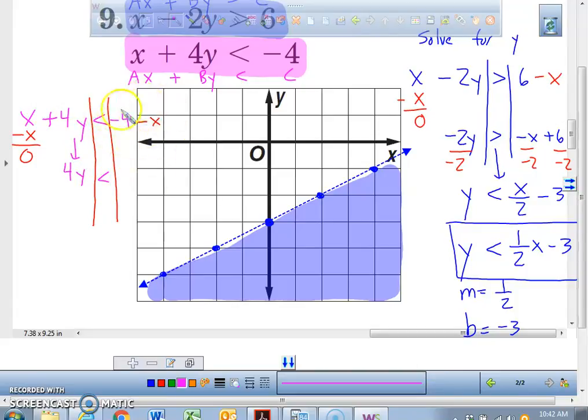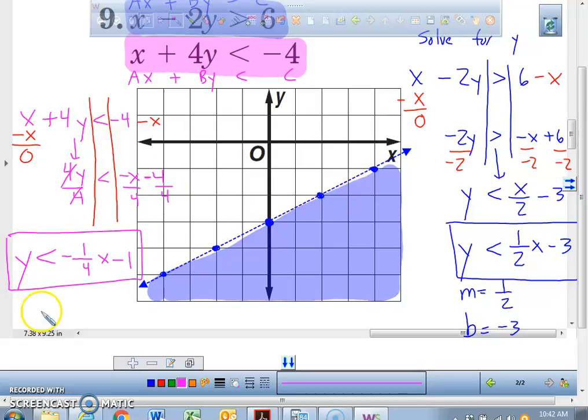Now, how do I want you to rearrange this? -x minus 4. Divide everything by 4. If we divide everything by 4, these 4's cancel out. We're left with y is less. Now, if I have a -x over 4, what does that become? What's the slope? That's right. -1 over 4x, and -4 divided by 4 is a -1. There's my line. My slope is -1/4. My y-intercept is a -1.